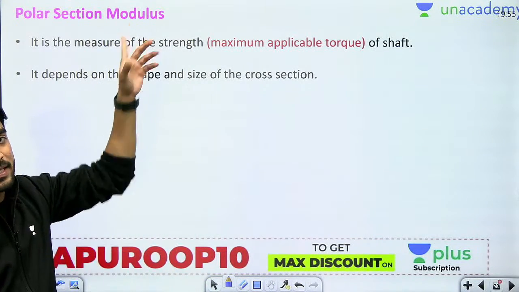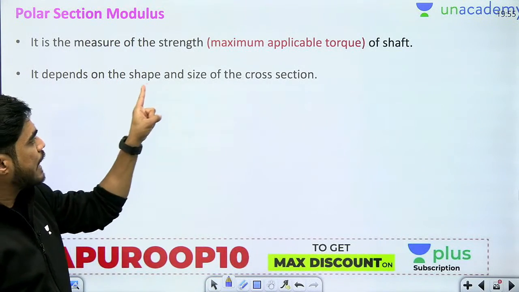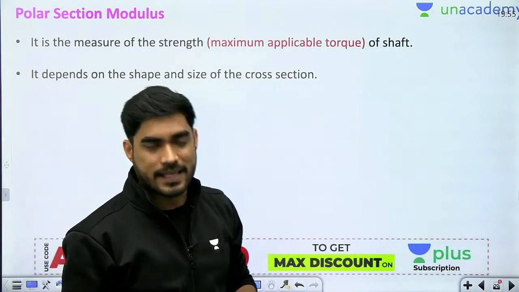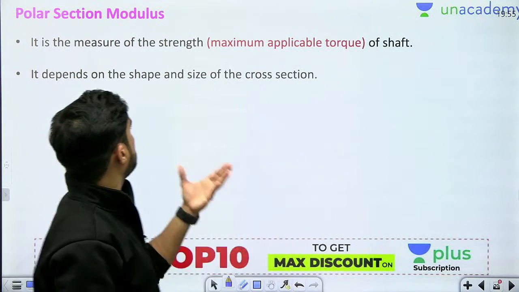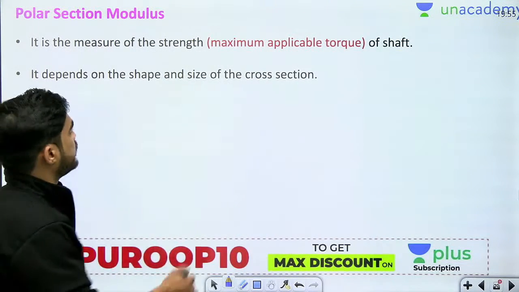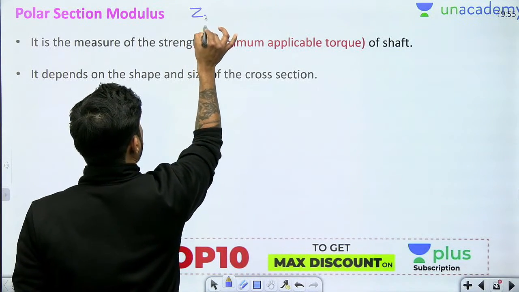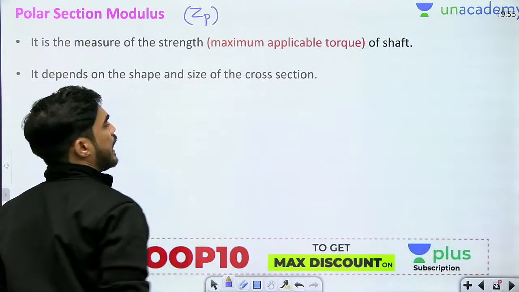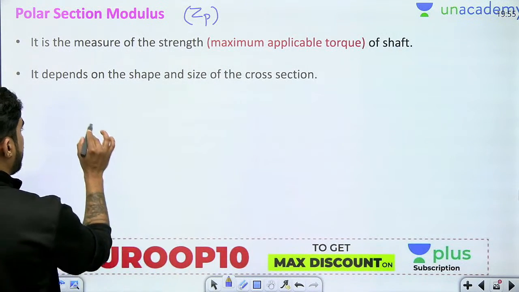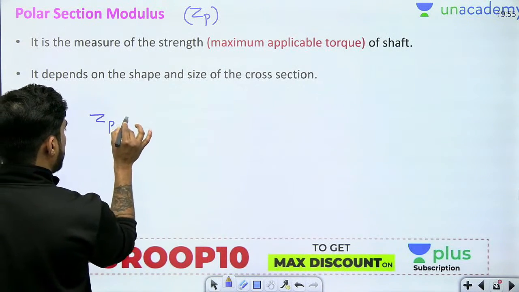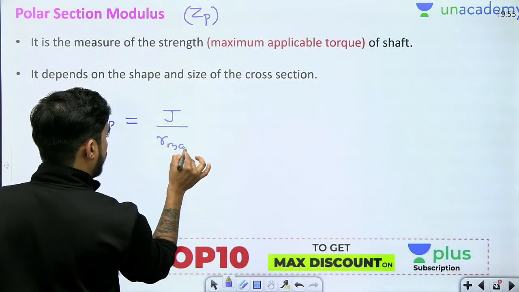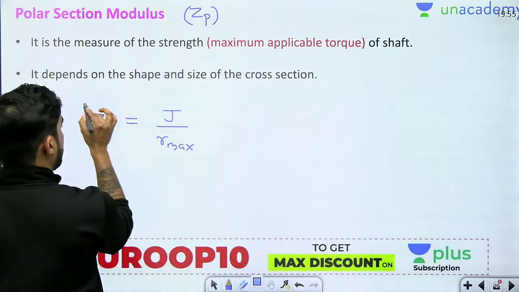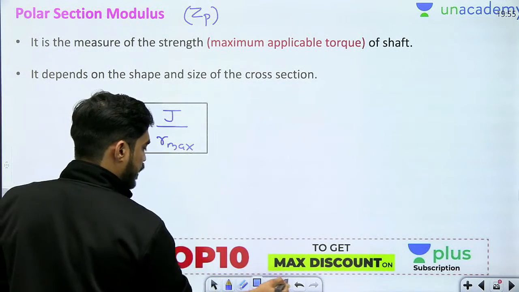Now this parameter, polar section modulus, depends upon the shape and size of the cross section. We denote it by ZP, and ZP is given by J upon R maximum. ZP is given by J upon R maximum.